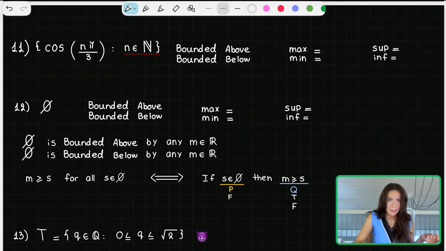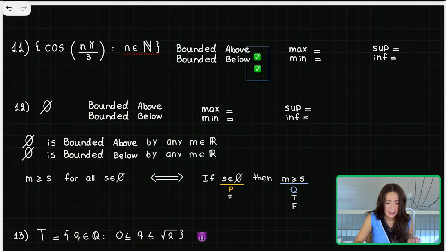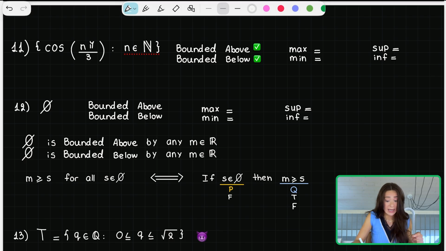Is it bounded above and below? Of course, cosine is always bounded above and below. Min and max, it attains its minimum and its maximum, right? And supremum and infimum are the same as the max and min.